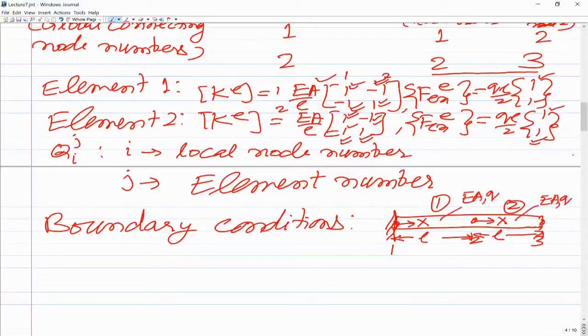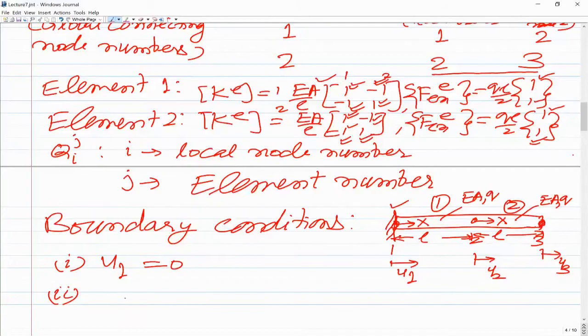Now if you look at the boundary conditions, if you look at the degrees of freedom, we have u1 over here, at this node we have u2, and at this node we have u3. Since the starting node, global node 1, is fixed, u1 has to be equal to 0. And second thing, if you look at the right hand side, at this particular node there is no externally applied load. So the force is 0 there.